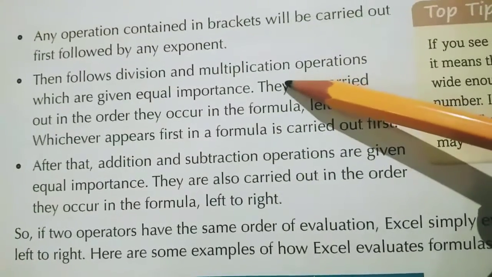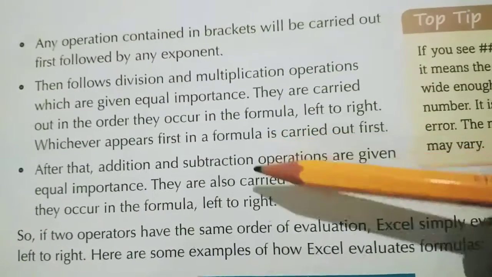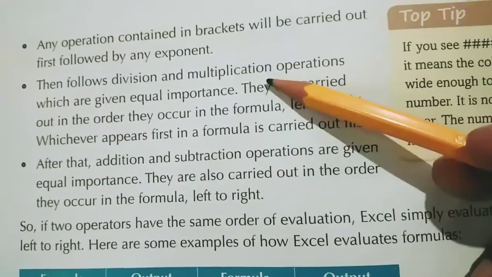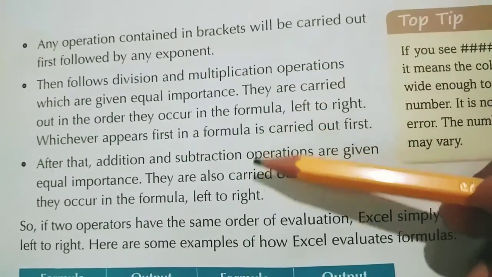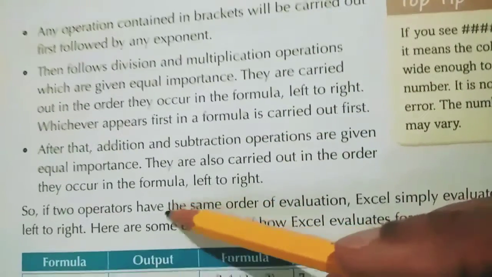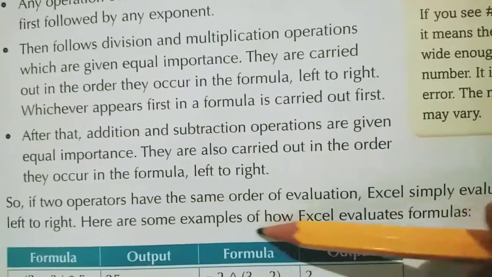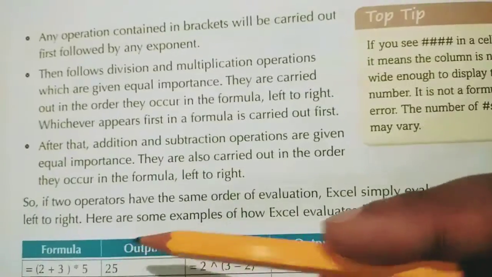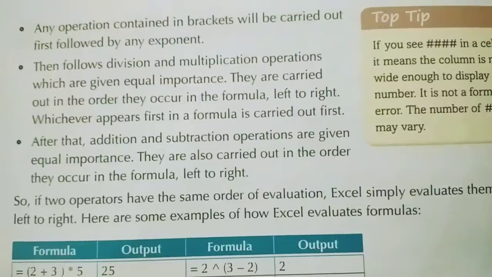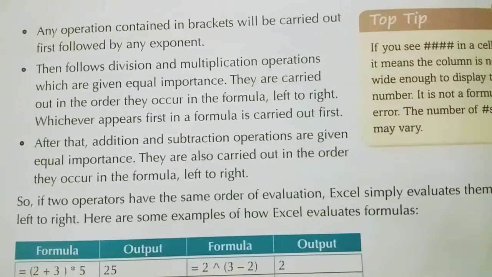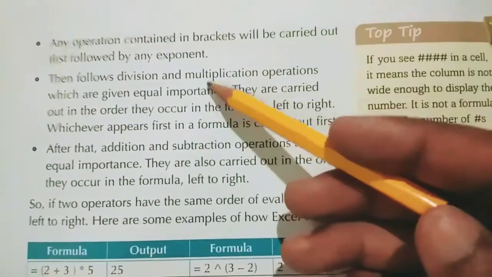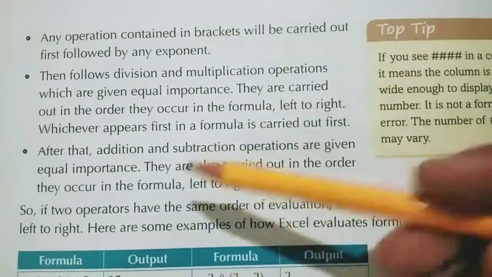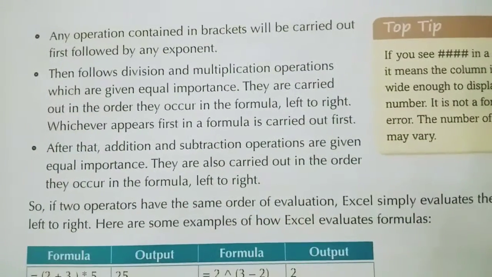Same here. Okay, so this is the way of doing the operation, like the BODMAS rule we follow in maths. Here also there is a rule for how to perform the calculation. If two operators have the same order of evaluation, Excel simply evaluates from left to right. So if an expression has the same order, like multiplication and division, or addition and subtraction, it will follow from left to right, whatever comes first.